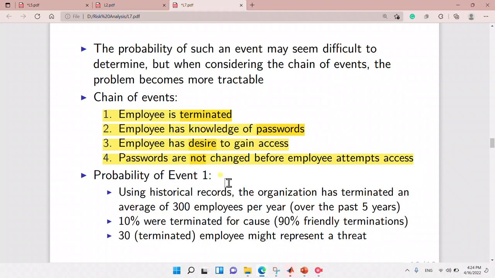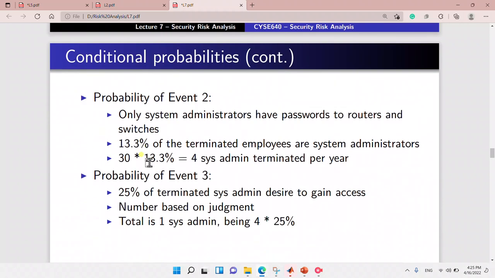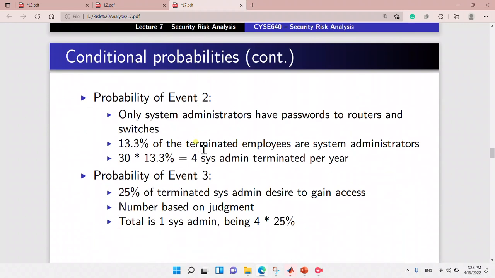So the probability of event 1: using historical records, we see that over the past 5 years 300 employees have been terminated, and 10% were terminated for a cause and 90% were friendly. So we multiply the 300 terminated employees by the 10% terminated for a cause, which gives us 30 terminated that could be a threat. So only 30 are a threat. The probability is high for event 1.